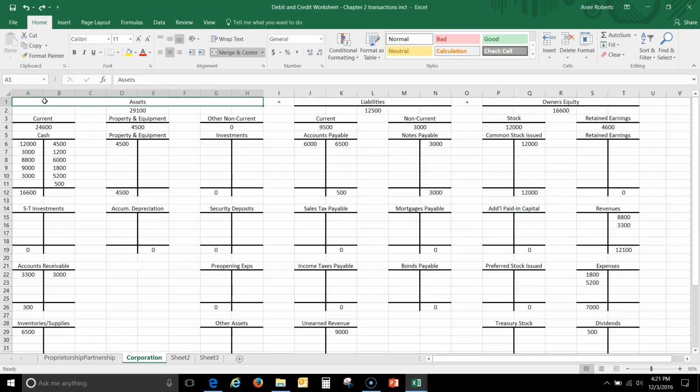So you always have to make sure that each individual debit gets debited to the correct individual account, and each credit gets credited to the correct individual account. Okay? All right, so there is a little summary of Chapter 2.